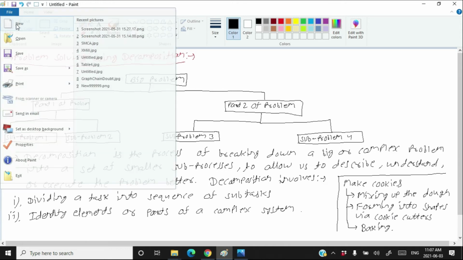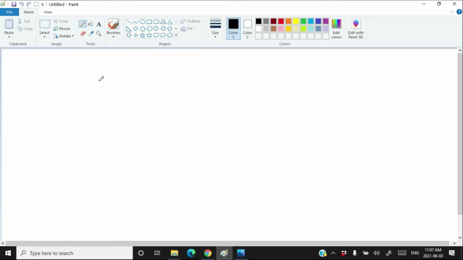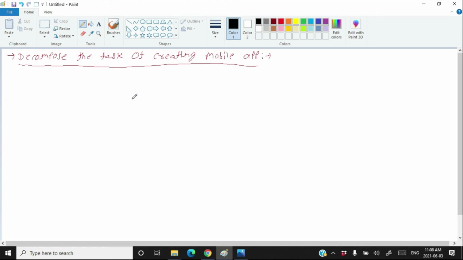There is one interesting example given in your book: decompose the task of creating a mobile app. The creation of a mobile app can be divided into few subtasks. The first one is deciding what kind of app is to be created.